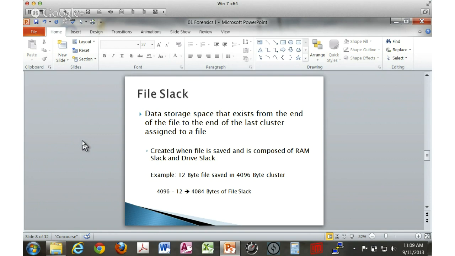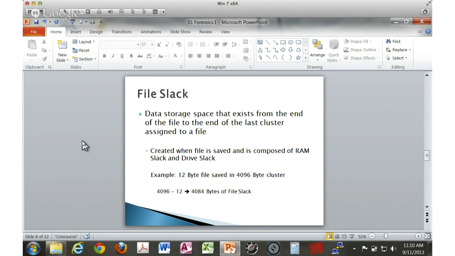Okay. So getting back to file slack, of course, the operating system is saving things in typically 4,096 byte clusters. Okay, of course, it depends on the size and the addressing, but we're just going to use this for our example. I'm saving a 12-byte file. I'm writing 512 bytes from memory to my hard drive. Okay, so it grabbed 500 bytes from my memory, and now that's a record on my hard drive.